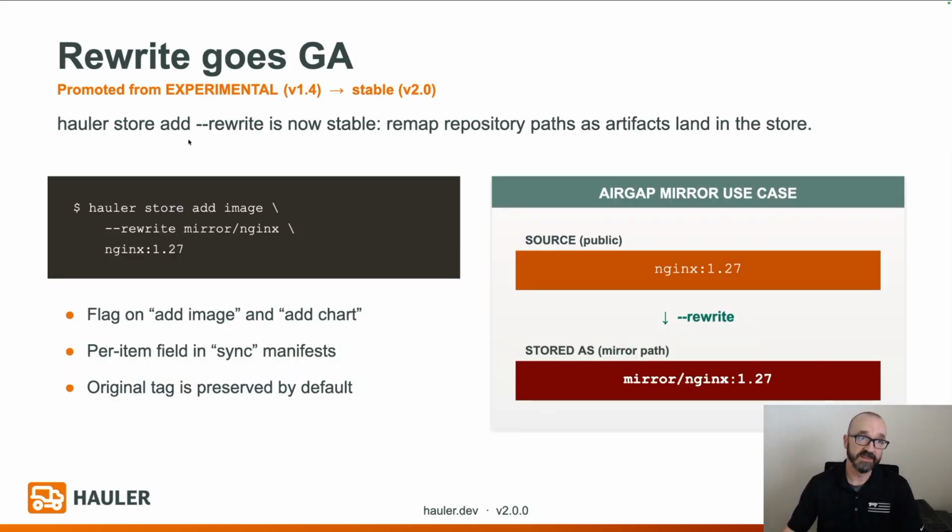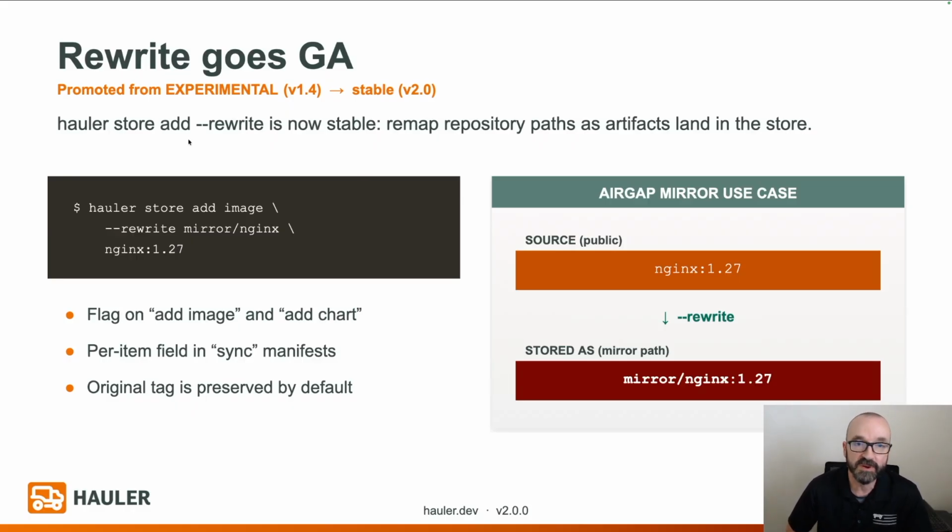All right, and this last one here, it not necessarily is new to V2, but our rewrite feature hits GA with the 2.0 release. And the rewrite feature is super nice because let's say you've pulled in a bunch of artifacts that may have a different path than what your upstream registry that you need to push to ultimately has. So wouldn't it be nice if I could just make that path the same as my destination path at the time that I'm consuming these artifacts into Holler? So the rewrite feature actually lets you do that.